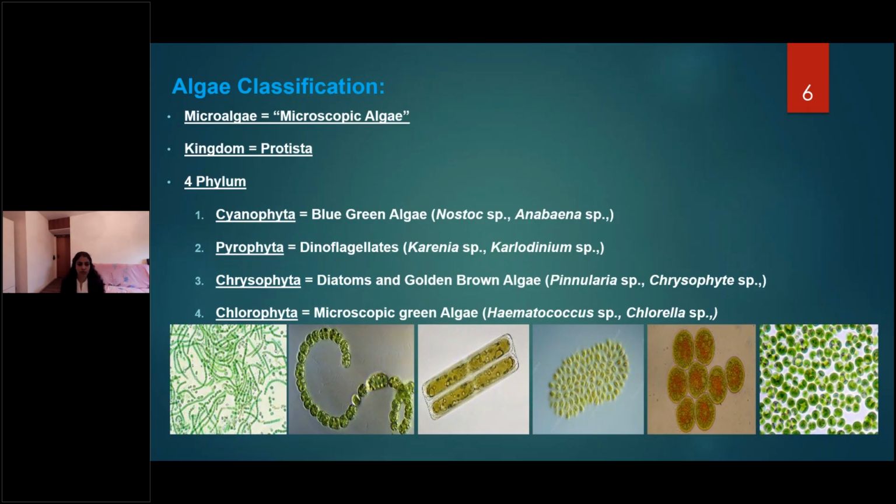And the 4th group is Chlorophyta, which is called microscopic green algae. One of the most important is the Haematococcus species, whose red pigmentation you can see in the 5th picture, and the Chlorella species.